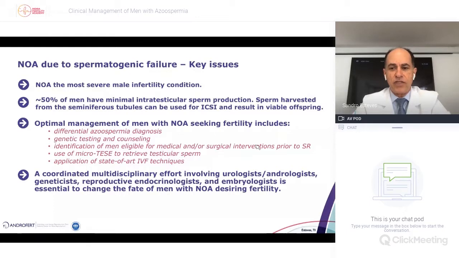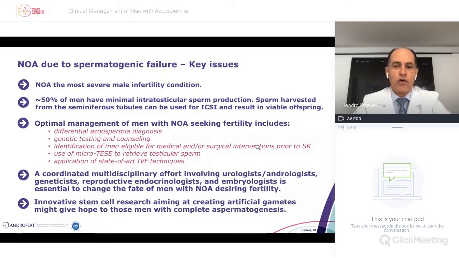So in future, we hope the stem cell research could create the artificial sperm that might give hope to some men with complete what we call aspermatogenesis, which is the complete lack of round spermatids or sperm.